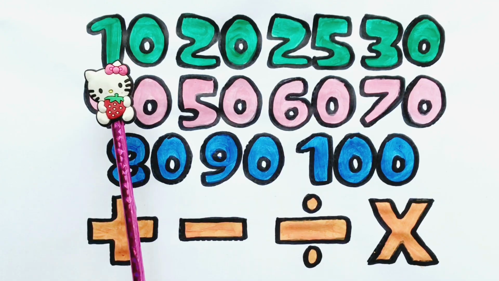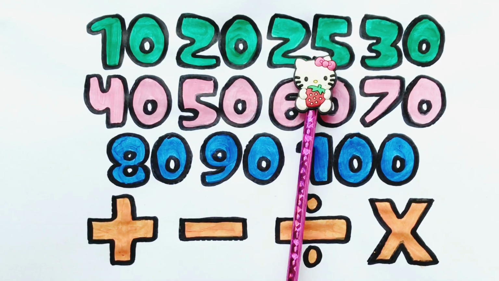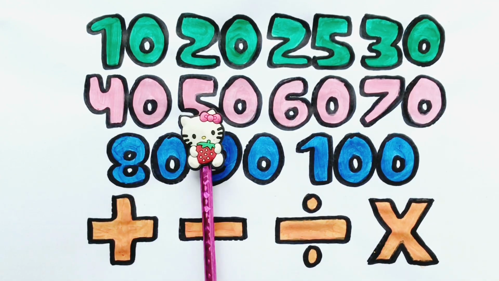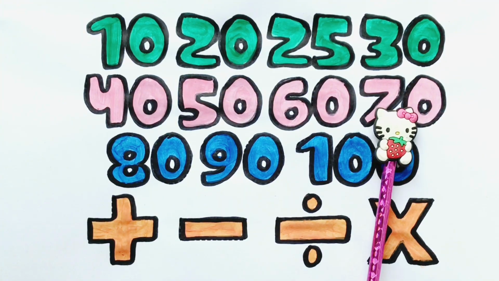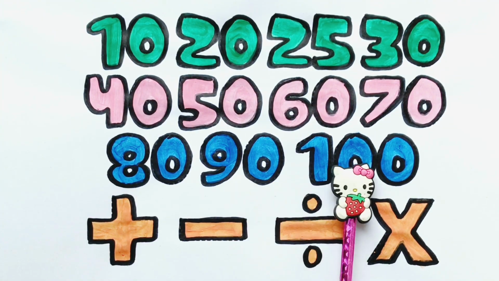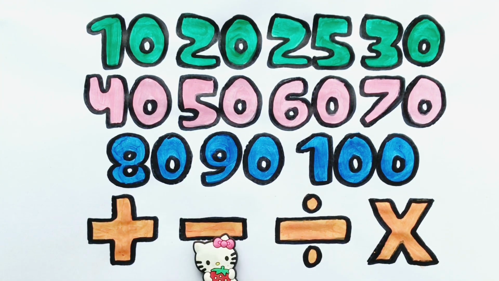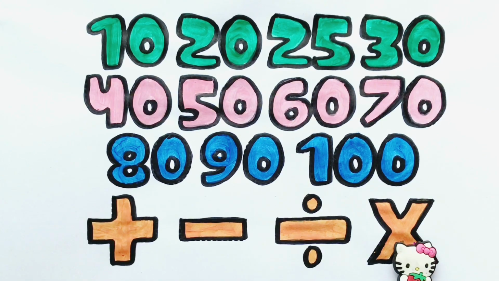Let's repeat again. 10, 20, 25, 30, 40, 50, 60, 70, 80, 90 and 100. Plus, minus, divide and multiply.